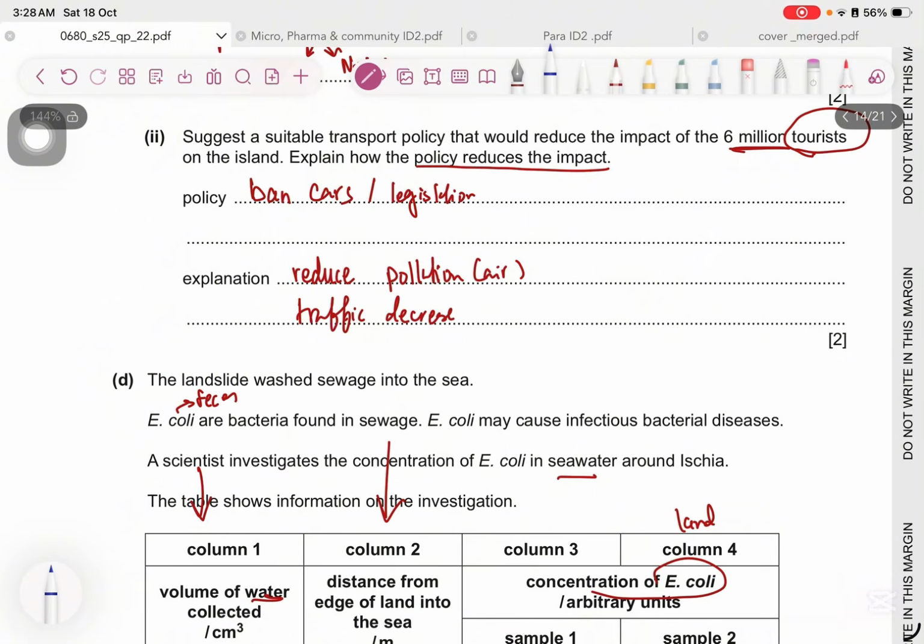Suggest a suitable transport policy that would reduce the impact of the tourists on the island. The policy can be ban cars, okay, and legislation.